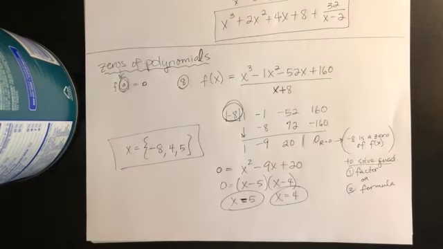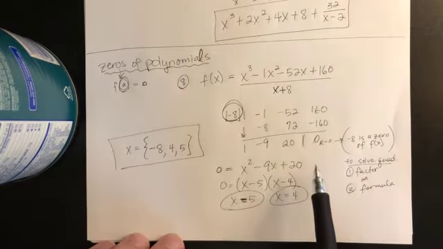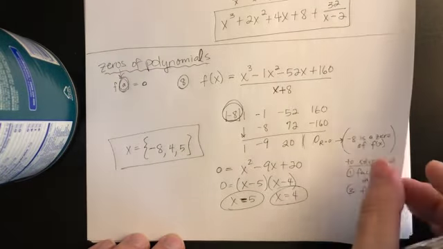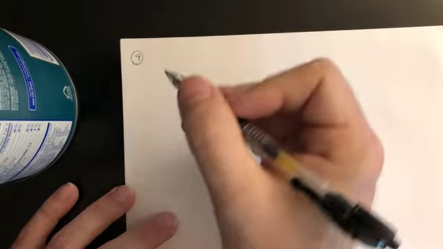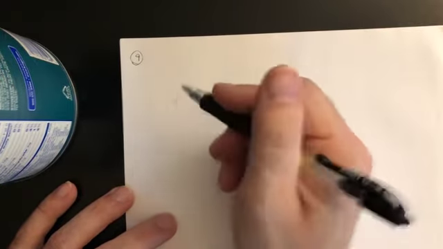Anyway, there you go. That's how you find the zeros of a polynomial, by using synthetic division. So let's do that again. They give you another problem, except this time they say 4 is a 0.